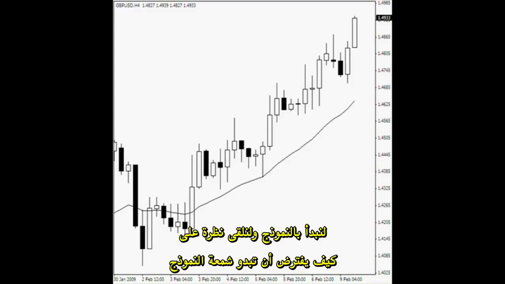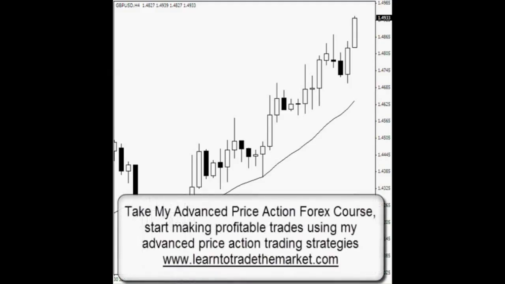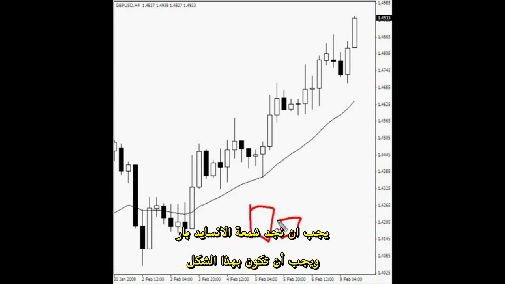Alright, so let's get on to the setup, and we'll have a look at what the bar pattern must look like before the setup can take place. First of all, we need to have an inside bar. Now, an inside bar is anything that looks like that. It's one of these patterns right here. You see where we have an outside bar and then inside bars.